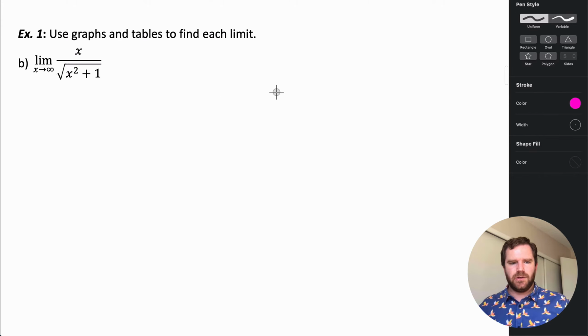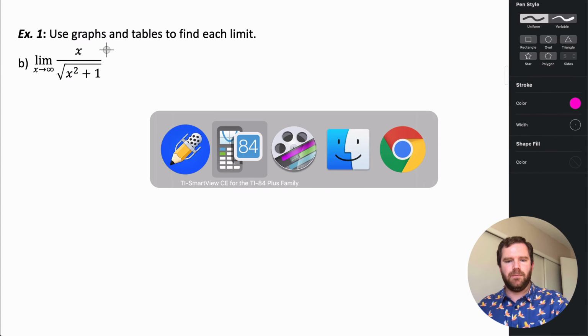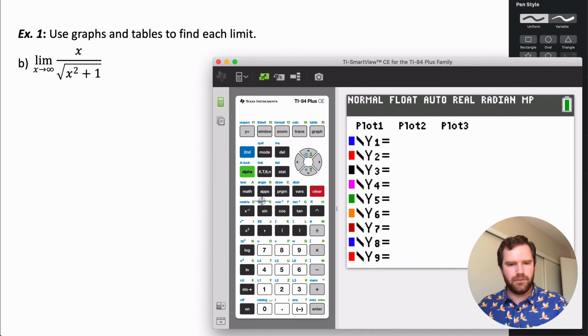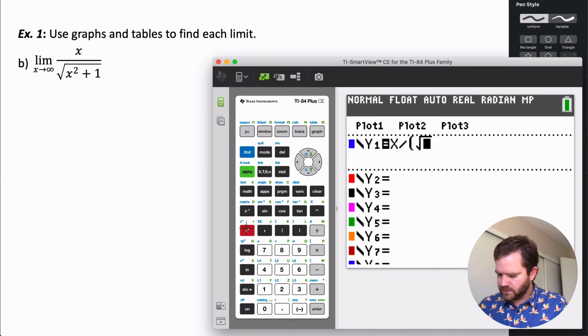Okay, so let's take a look at this example. We want to use graphs and tables to find this limit. The limit as x approaches infinity of x divided by the square root of x squared plus 1. So again, we can go back into our graphing calculator, go into y equals, and we'll clear out the y1, and we'll type in this function. So x divided by, and then we have the square root, so you can put parentheses, square root of x squared plus 1.